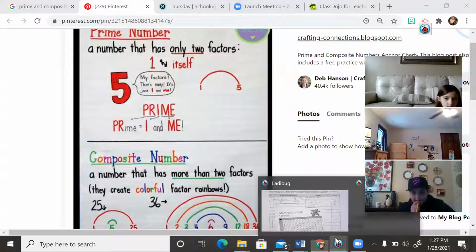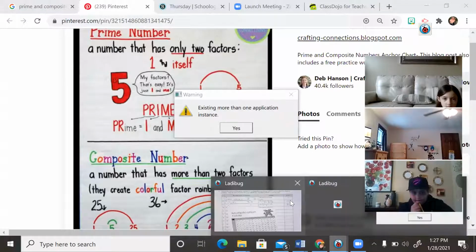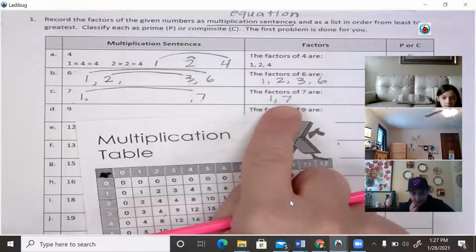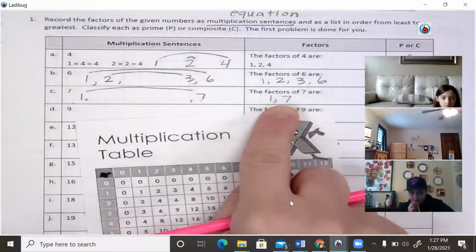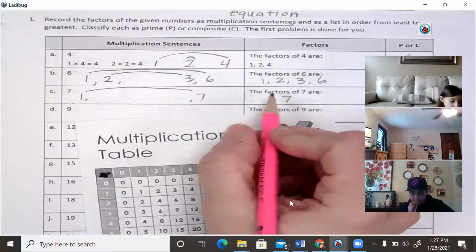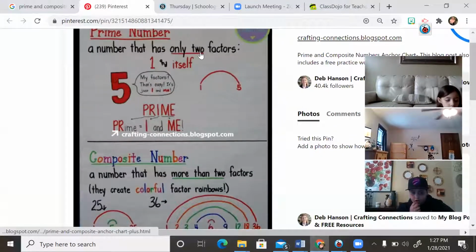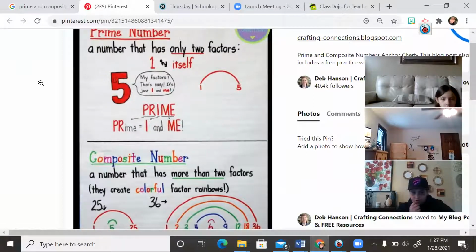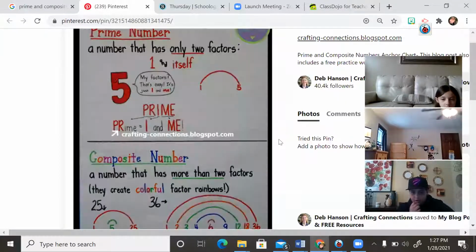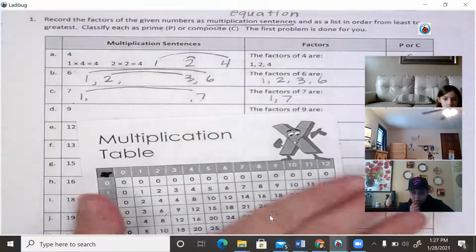So when you look at your workbook, how many factors does 7 have? No. The factors of 7 are 1 and 7. How many factors are listed? 2. So if a number only has 2 factors, does that make it prime or composite? Prime. Very good. That's why 7 is prime. It only has 2 factors.